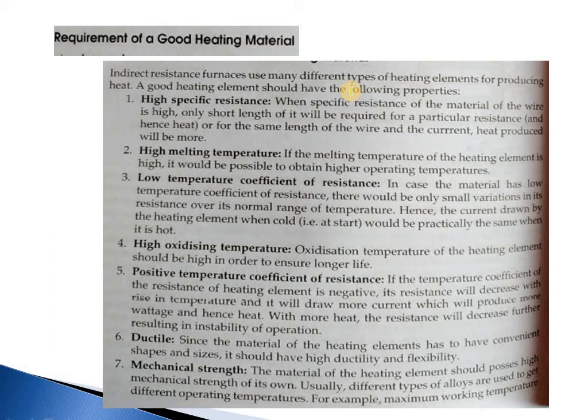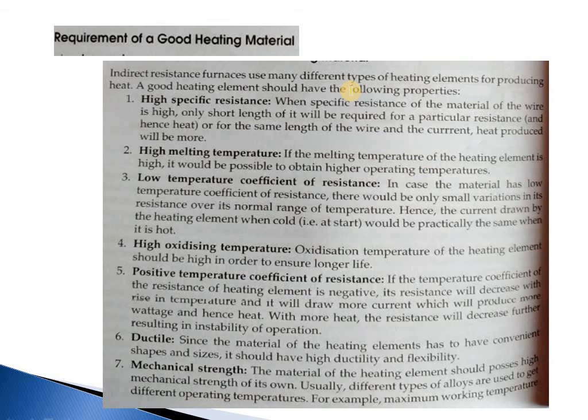When the specific resistance of the material of the wire is high, only a short length of it would be required for a particular resistance and hence heat. Or for the same length of wire and the same current, the heat produced will be more. Secondly, high melting temperature. If the melting temperature of the heating element is high, it would be possible to obtain higher operating temperatures. Thirdly, low temperature coefficient of resistance.